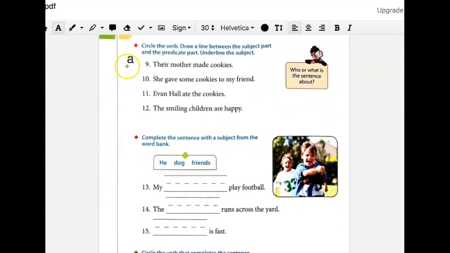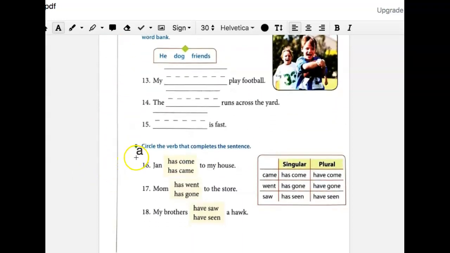So you can also write a sentence using the word house for number 8. And for numbers 16 through 18, you're going to circle the verb that completes the sentence. And you can use this chart to help you find the correct verb. So you can check if the sentence has a singular or a plural subject. And remember, if it's a singular subject, then you have to use has come, has gone, or has seen. If it's a plural subject, you have to use have come, have gone, and have seen. But the words came, went, and saw, they are on their own. They do not get these helping verbs has or have.